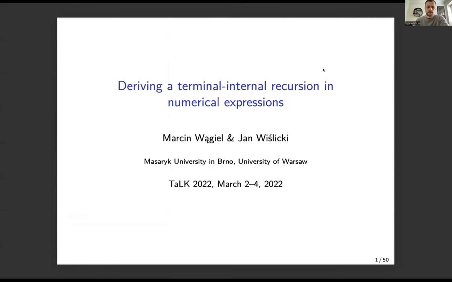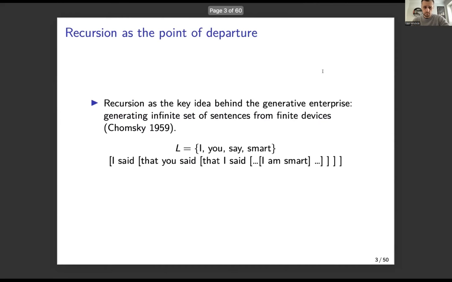What we're going to show you today is a novel finding from numerical expressions, concerning just one of the founding ideas of the generative enterprise, namely recursion. It's been widely known that recursion was the key idea behind the generative enterprise. The problem was that of generating an infinite set of sentences from finite devices. If you take a very simple lexicon, it's been a puzzle why we can generate infinite and interpretable sentences making use of this finite resource. The well-known answer was that what's responsible for this is the recursive syntactic engine.